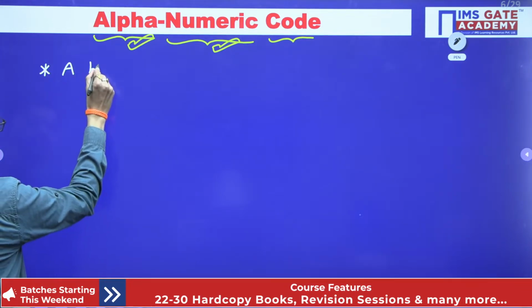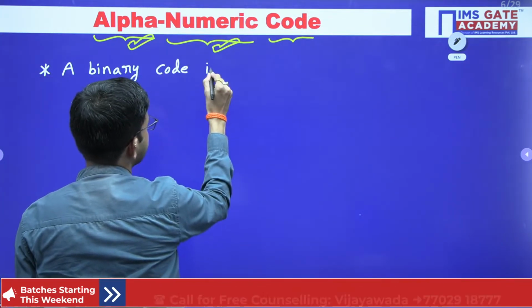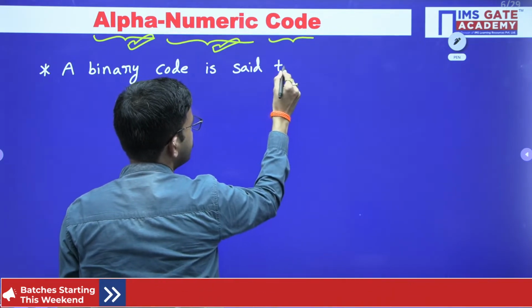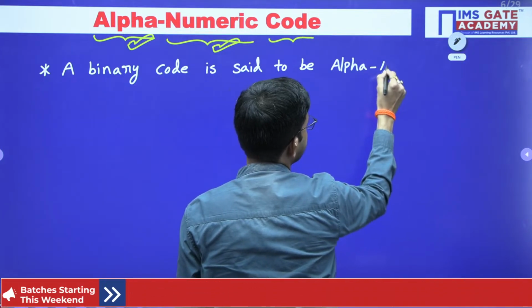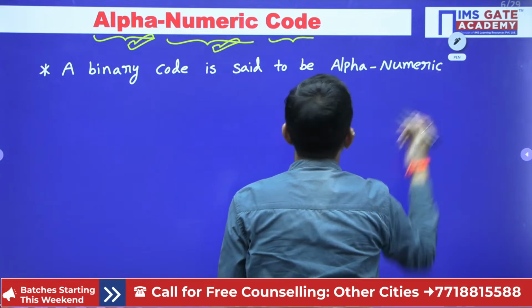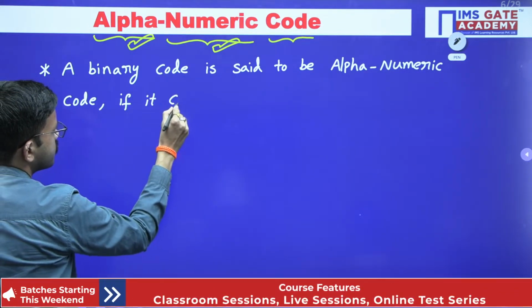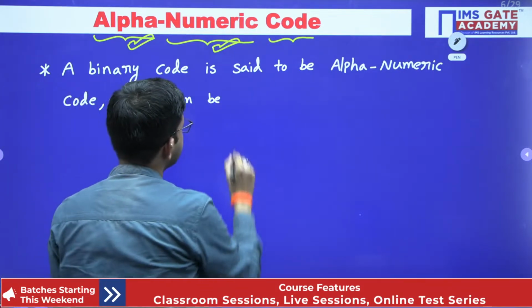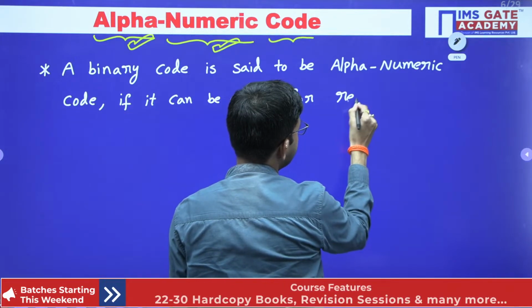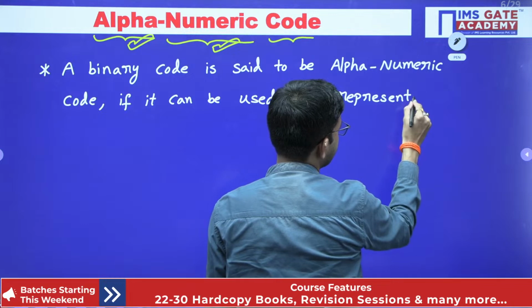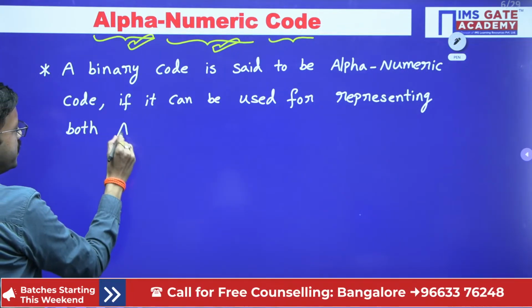A binary code is said to be alphanumeric code if it can be used for representing both alphabets and numbers.